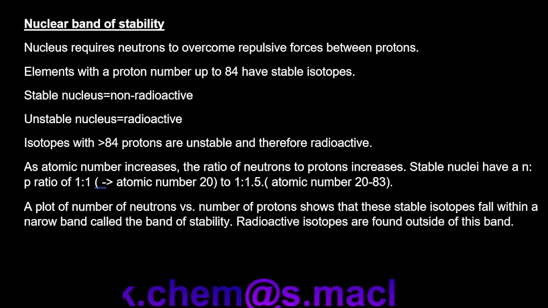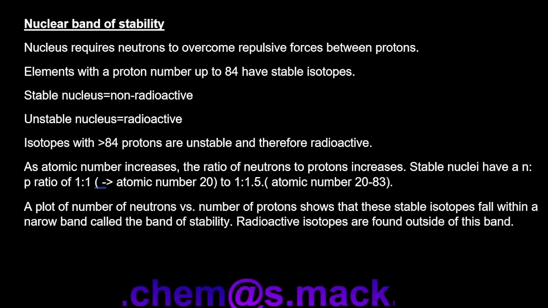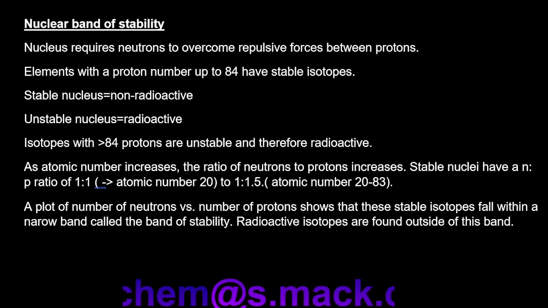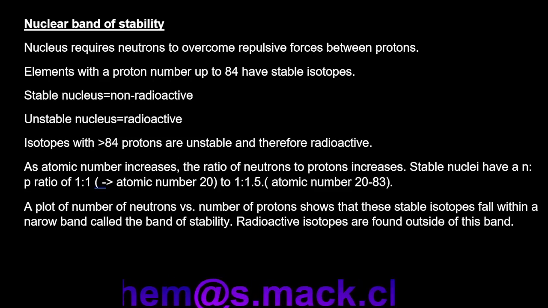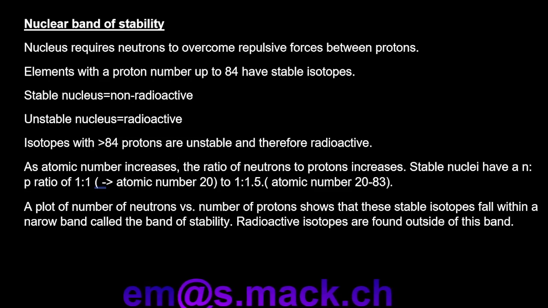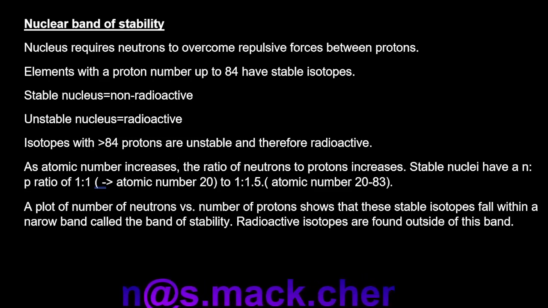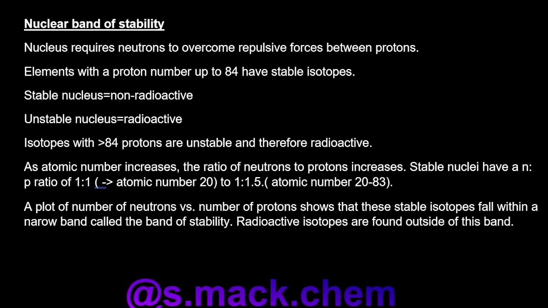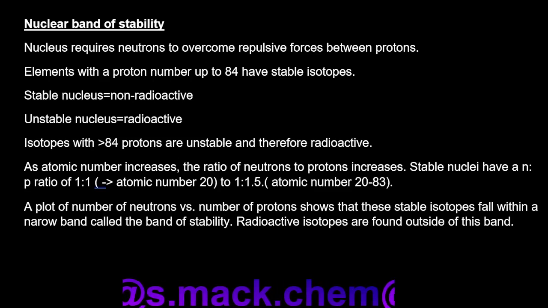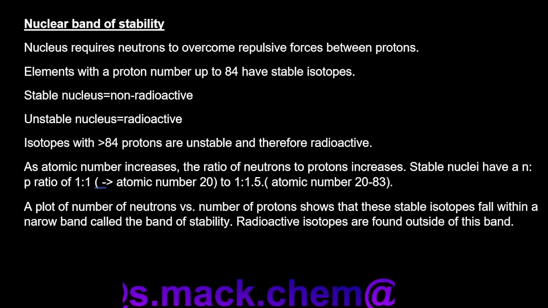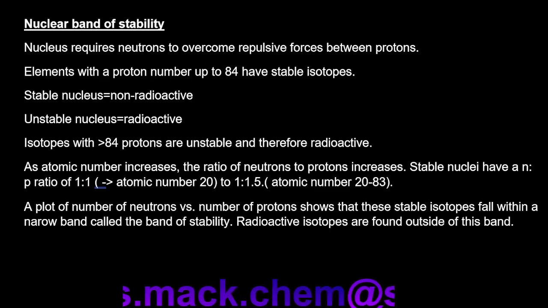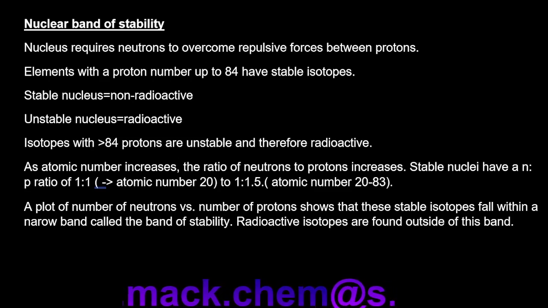When we do a plot of a graph, which is neutrons versus protons, all these stable isotopes, if we plot it, they're going to form a band, and that band is what we call the band of stability. Any other isotopes that do not fall within this band are called radioactive isotopes.